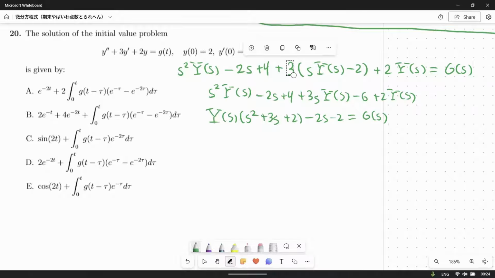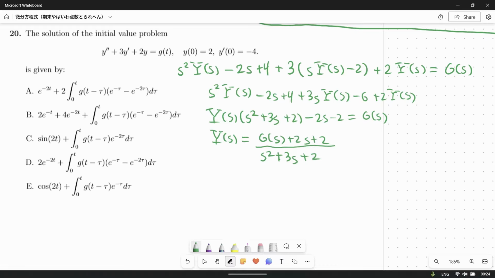And then we can finally isolate Y of s by moving these terms to the other side and then dividing, and then you end up with Y of s is going to be equal to G of s plus 2s plus 2 over s squared plus 3s plus 2. So now that we have Y of s completely isolated, now we can start to take our Laplace inverse and come up with a solution.